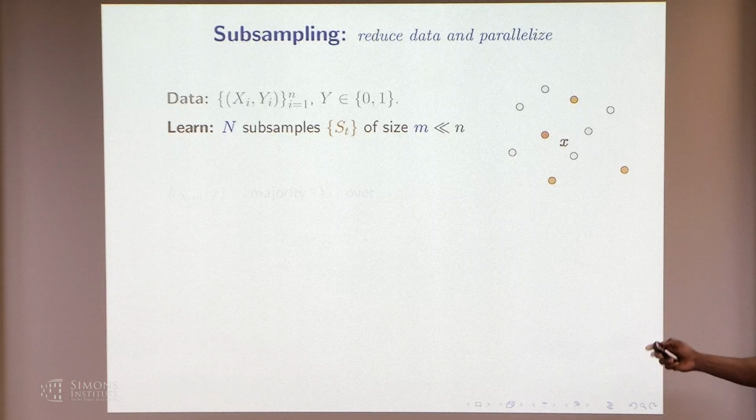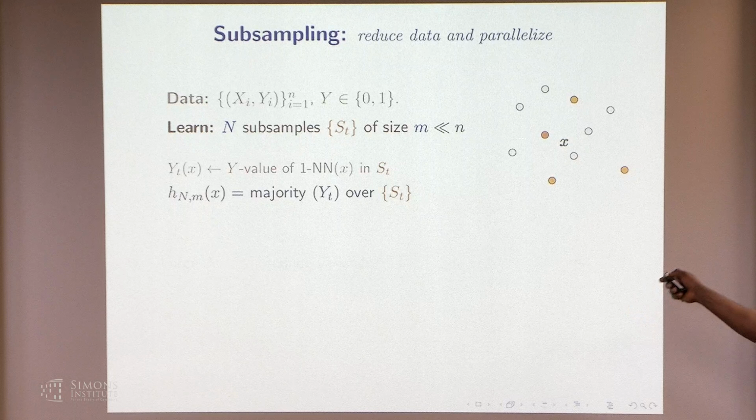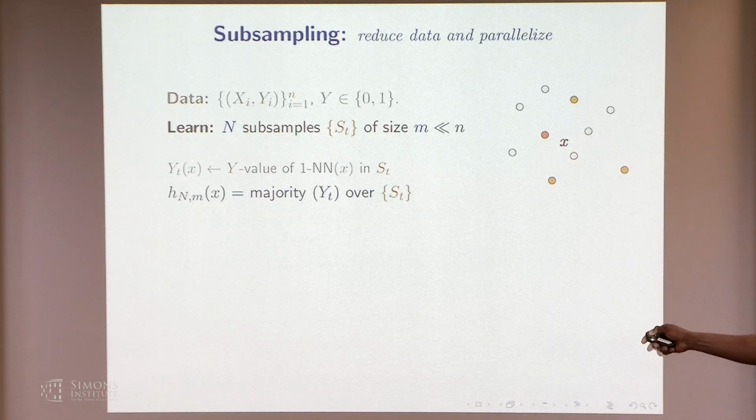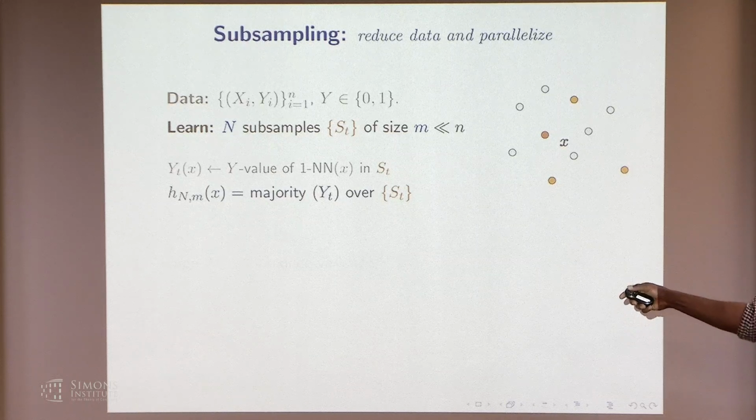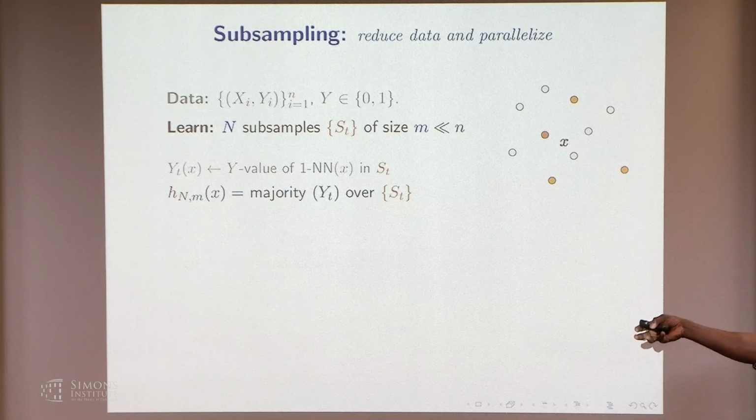So this is the query X. For every subsample, I compute the one nearest neighbor classification estimate. And then all I do is take the majority Y_t over all the subsamples. That's why it's called bagging of 1NNs. I hope the procedure is clear. I just take a bunch of subsamples, one nearest neighbor on each subsample, and then average the one nearest neighbor values.